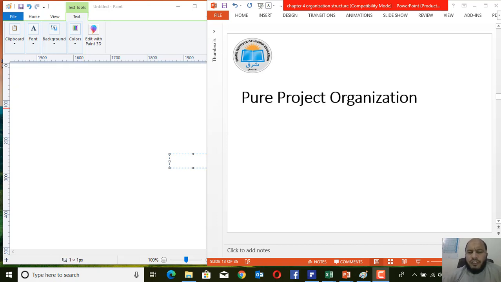If you remember, in our earlier class we discussed that there are three types of organizational structure that we may face or can use when designing the organizational structure. These three types are called functional organizational structure, projectized organizational structure, and matrix organizational structure. All of these structures have their own benefits and their own drawbacks.